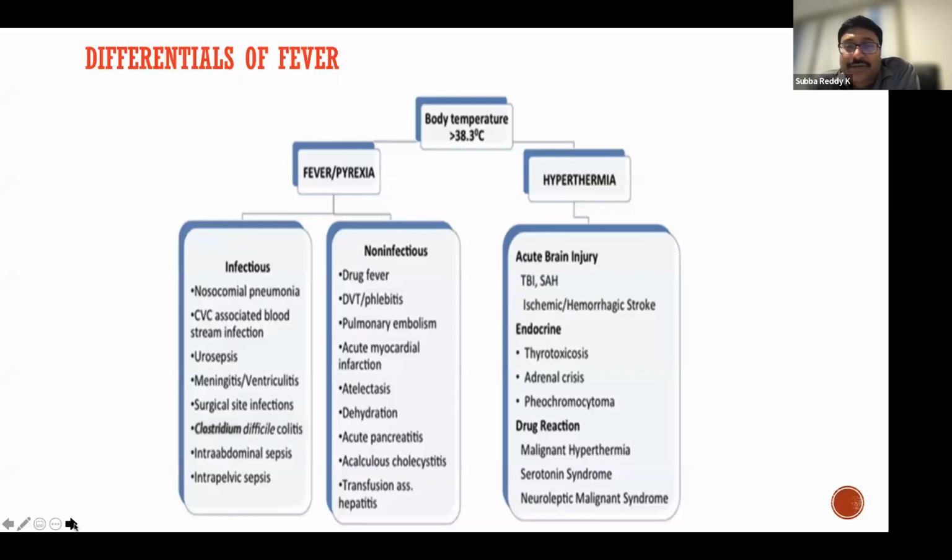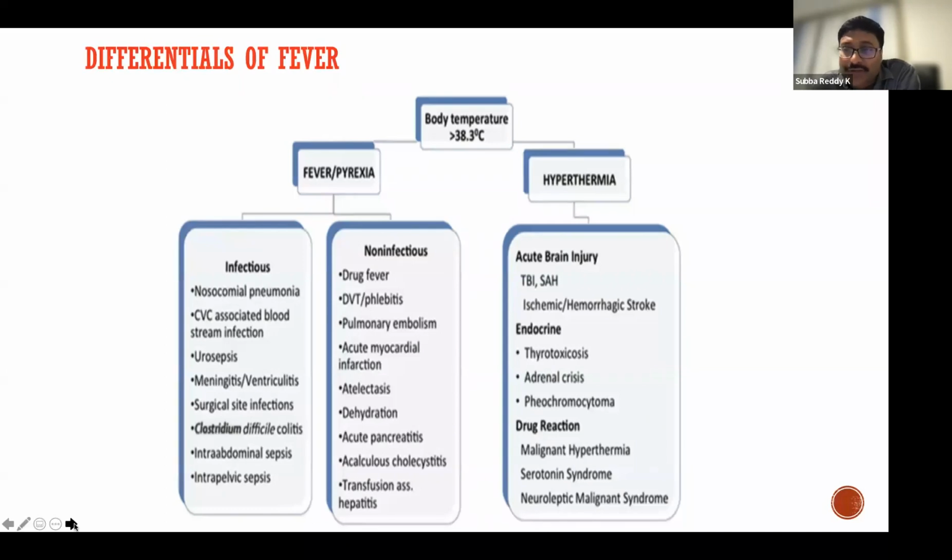Coming to differentials of fever, as I said, fever is more than 38.3 degrees centigrade. So again, we differentiate fever, pyrexia, and hyperthermia. In fever, we have infectious and non-infectious causes. In hyperthermia, we have only non-infectious causes. The infectious causes are nosocomial pneumonia, central line associated bloodstream infection, urosepsis, meningitis, surgical site infection, C. difficile diarrhea, and intra-abdominal or intrapelvic sepsis.